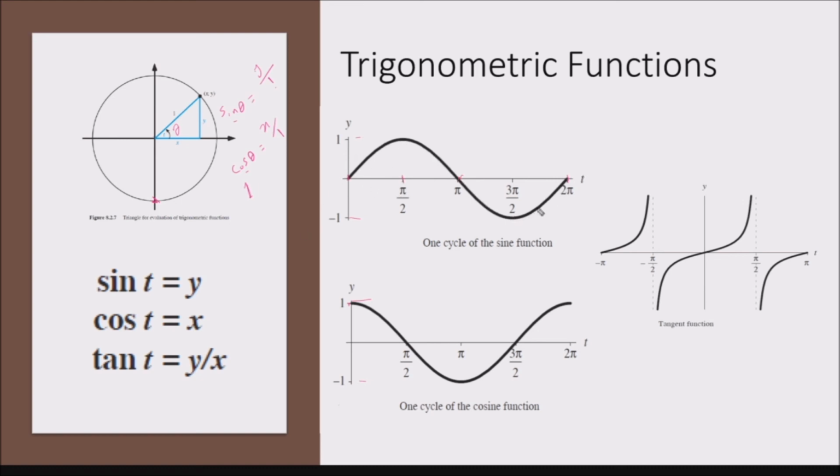Okay, so this is the other one, which is the cosine. This is what it is, and you can see it is the opposite of this.